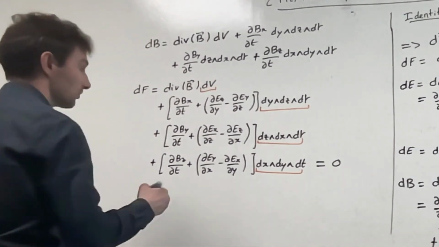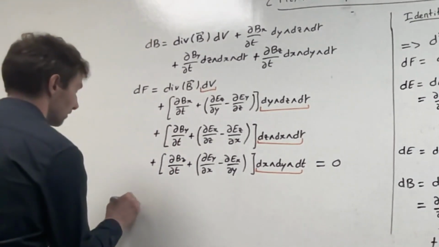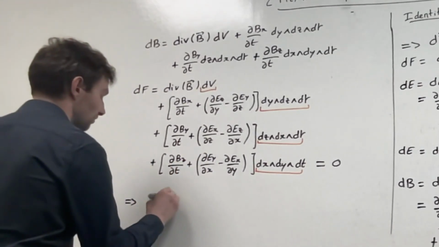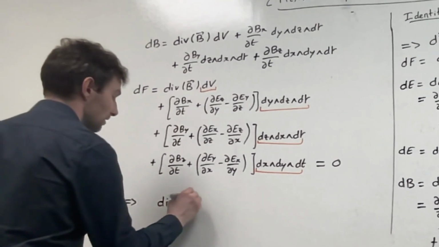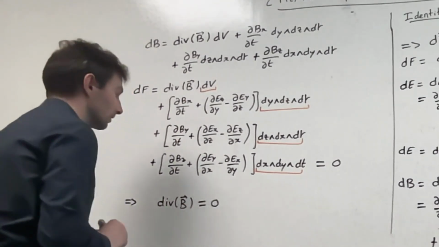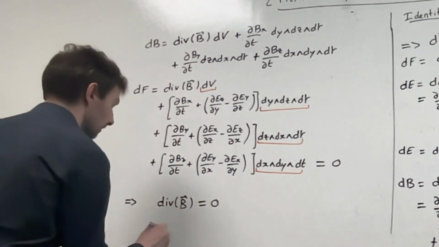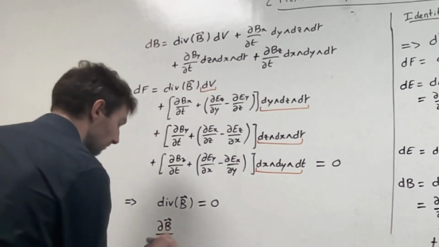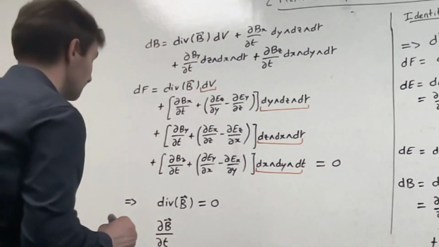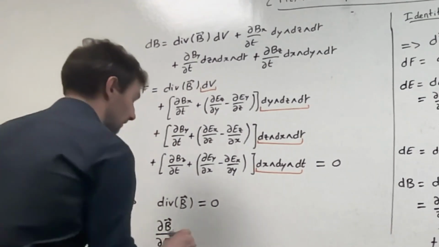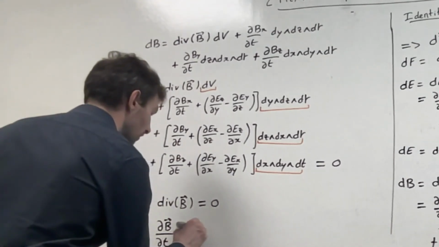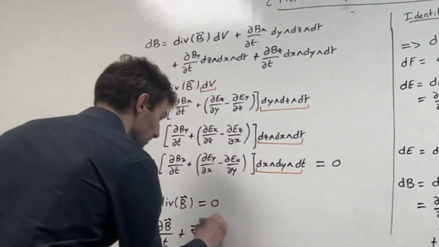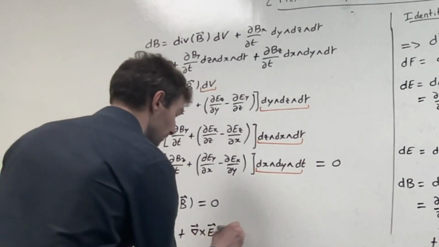And so what we get out of this is the following two equations. In fact, if we write them as vector equations, divergence of B is equal to 0. And then what we get is that the partial time derivative of B plus, and here I'm going to introduce the curl, usually that's going to be written that way, that's not necessary, is equal to 0.